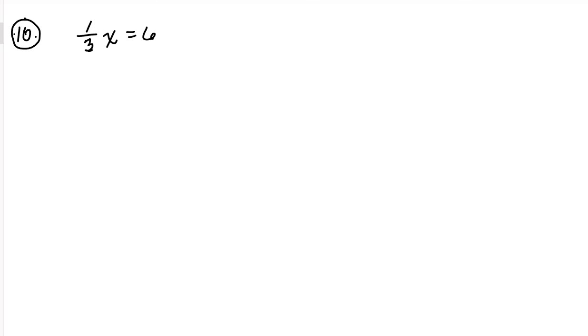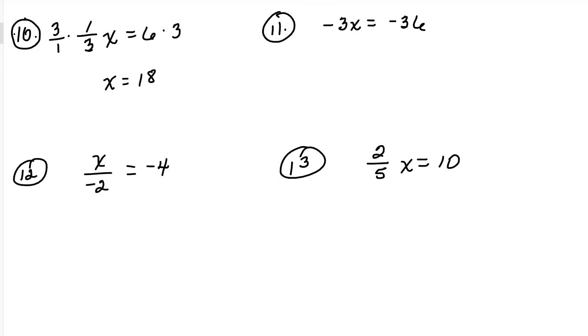Okay, problem 10, I'm going to multiply by the reciprocal. So the reciprocal of 1/3 is 3/1. And if you don't want to write 3/1, you don't have to, because 3/1 is just 3. So I could just write it like this, so I can easily multiply that out. So x is 18. Okay, these next 3 problems I would like for you to try on your own, so pause the video, see if you can do these, and then come back and check your answers.